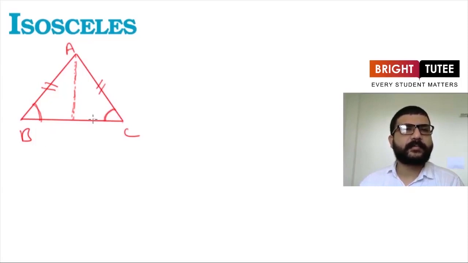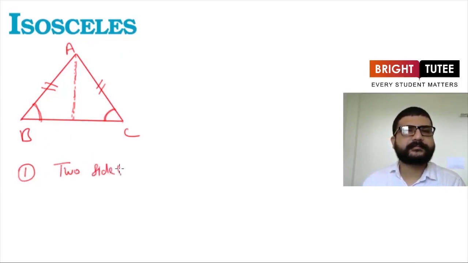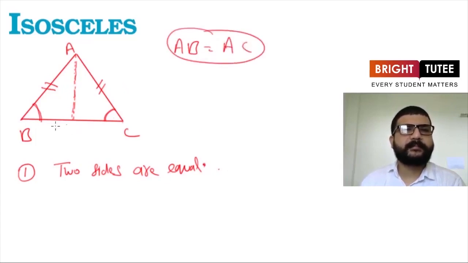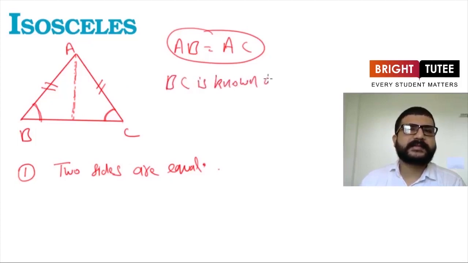So now we have one more property for an isosceles triangle. What was the first property? The first property is two sides are equal. Here the two sides which are equal are AB and AC. Now here BC is known as the base of the triangle. Now what about angle B and angle C? These are the base angles. Angle B and angle C are base angles.